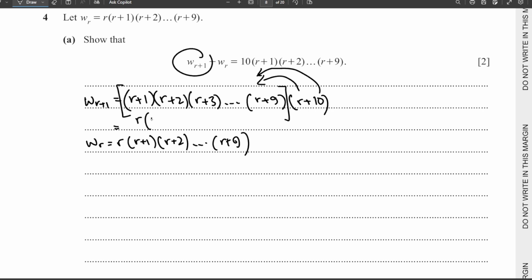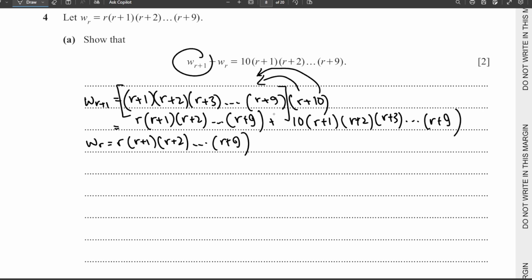First we have r plus 1, r plus 2, and so on until r plus 9. And then we have the second term, which is 10 multiplied by r plus 1, r plus 2, r plus 3, and so on until r plus 9. All I've done is the expansion. What we can notice here is that this first term is basically W_r. And this term here is W_r divided by r. So it's something similar.